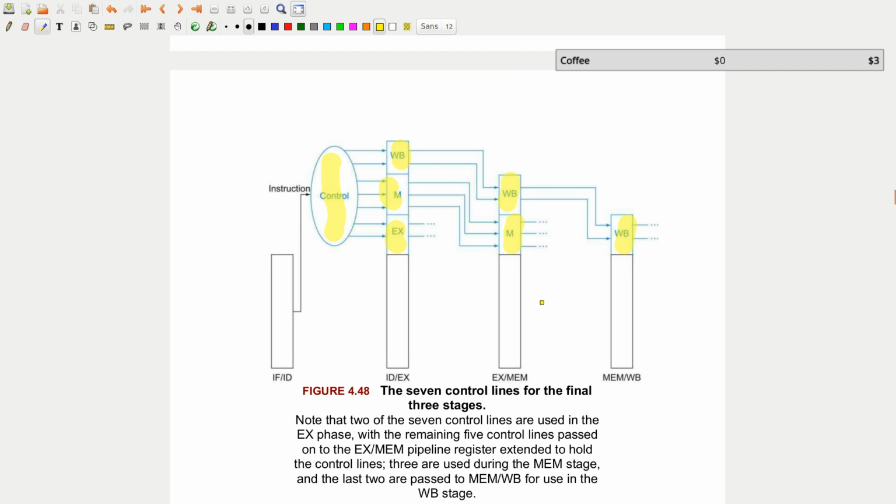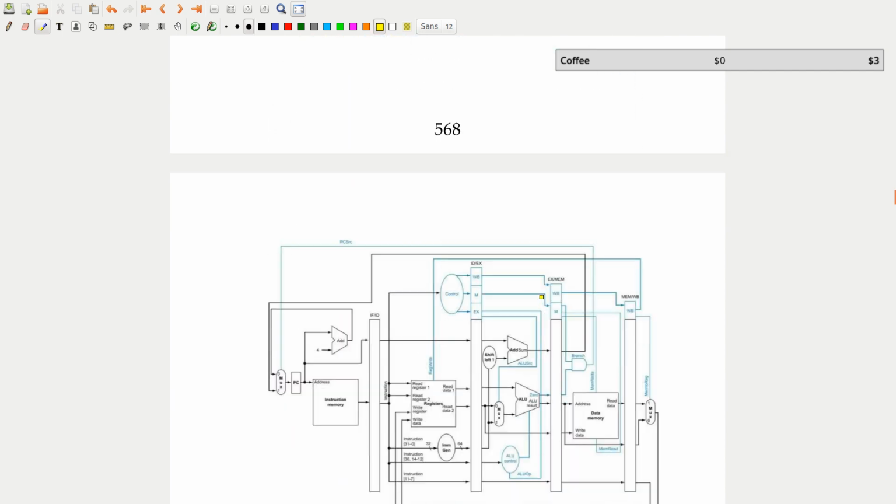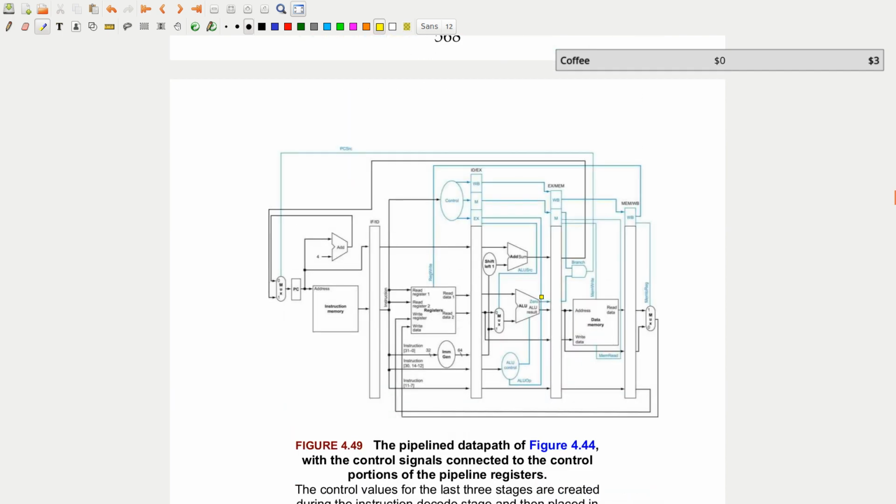Okay, so let's move forward. So here we have that cascading kind of waterfall structure built into the pipeline now.